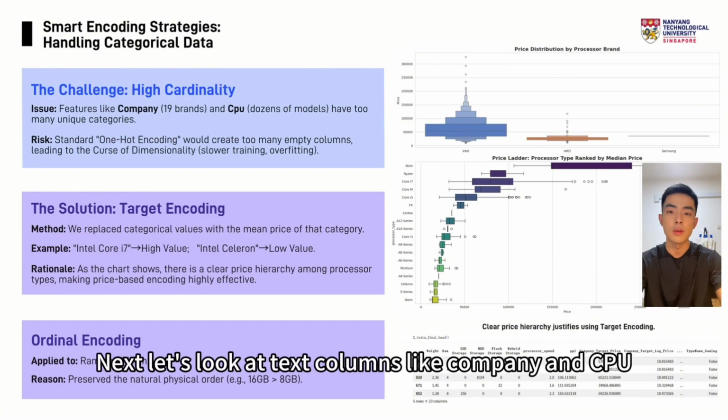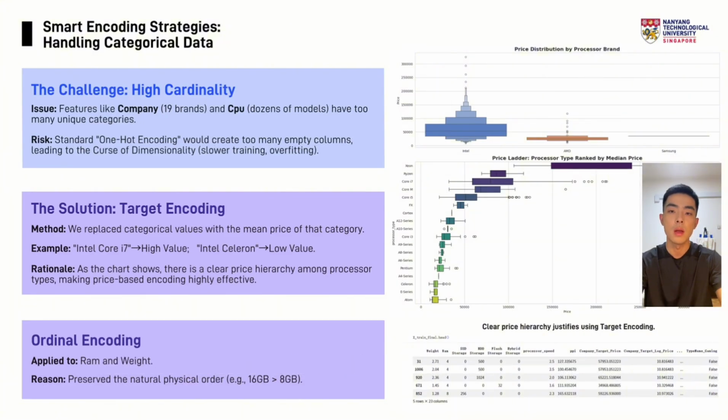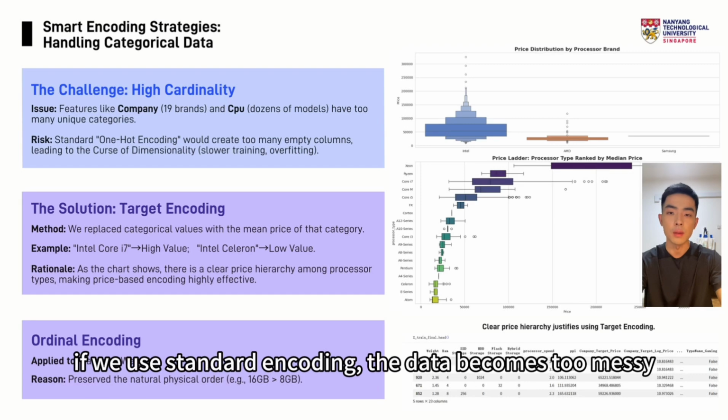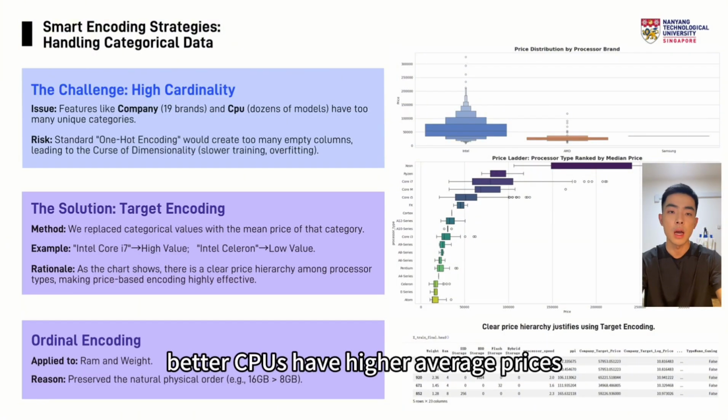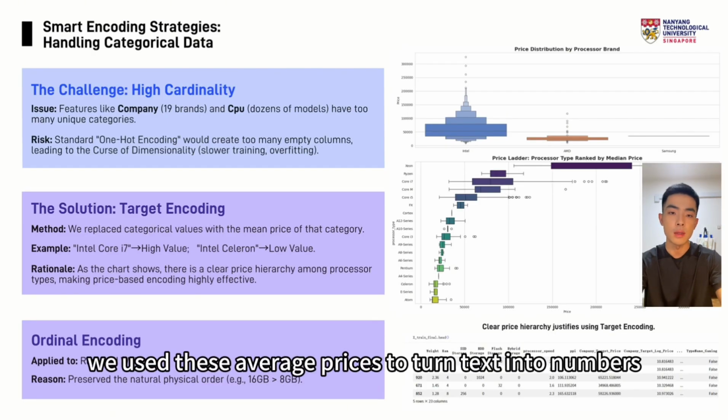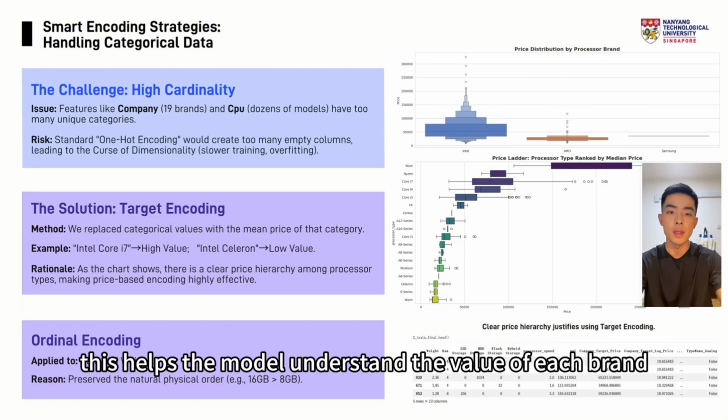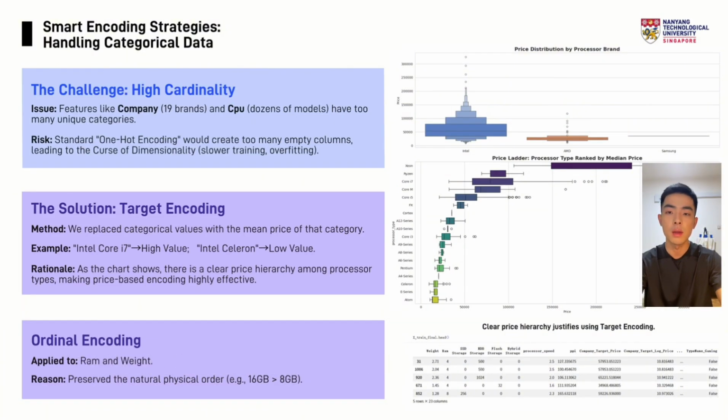Next, let's look at text columns like company and CPU. There are too many brands. If we use standard encoding, the data becomes too messy. So we use target encoding. Please look at the chart. It shows a price ladder. Better CPUs have higher average prices. We used these average prices to turn text into numbers. This helps the model understand the value of each brand.